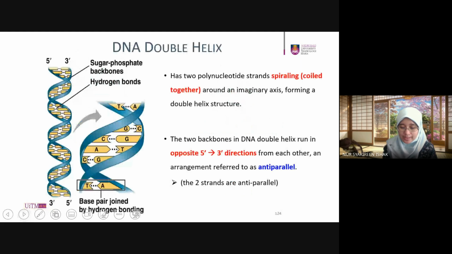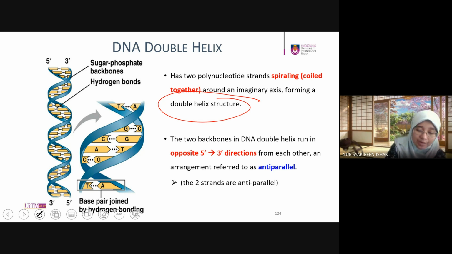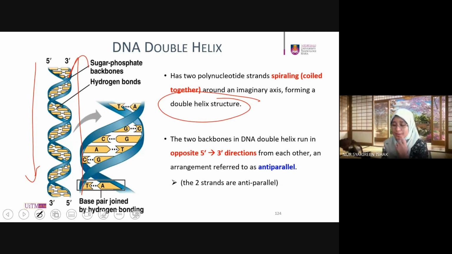Maybe I have already explained. Okay, so DNA structure, the two polynucleotide strands will be coiled together to form a double helix. The two backbones of the double helix run in the opposite direction, 5 to 3, and then 5 to 3, opposite direction. So we call it anti-parallel. The two strands of DNA are anti-parallel to one another.